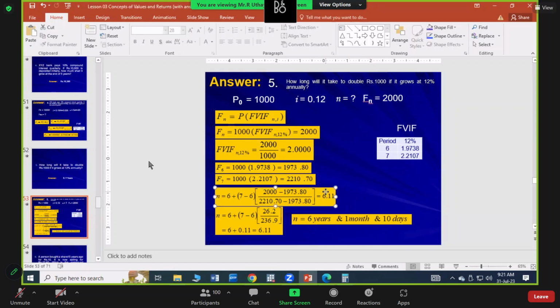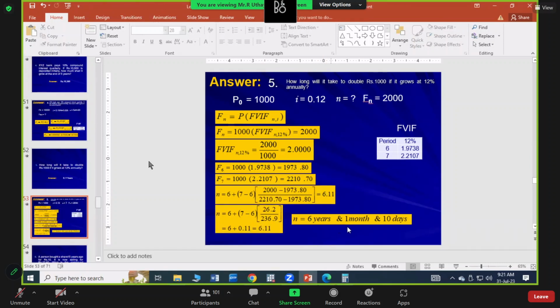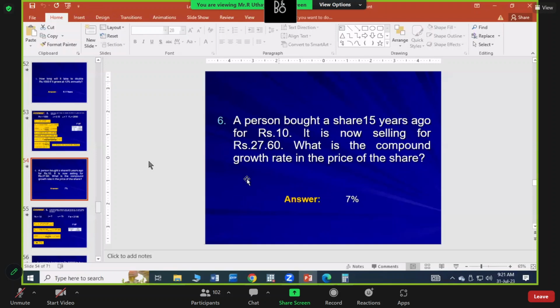But if you want to answer the exact time, you want to go for this kind of linear interpolation method to get the results. That's the thing. So you can take down this next one.